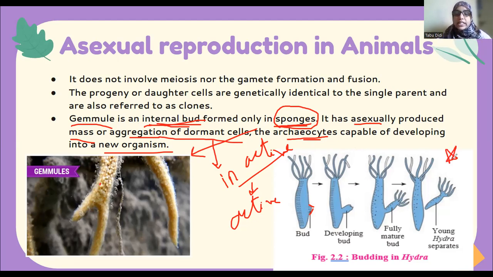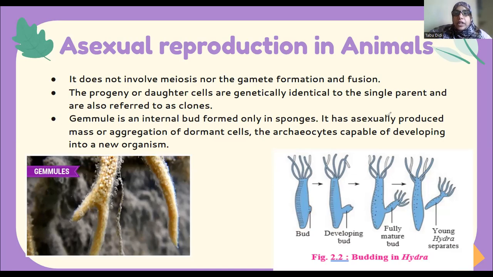Another example of asexual reproduction we also saw in the previous slide is the hydra that you can see on the screen. So this is how they will reproduce through bud. The bud starts growing. When it is fully matured, it will detach from the parent body, and then it is capable of growing on its own. Fine. So this is about asexual reproduction in animals.